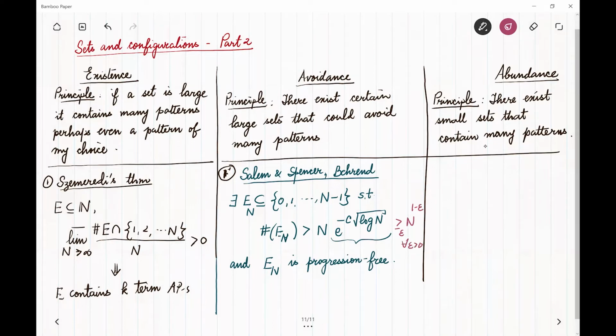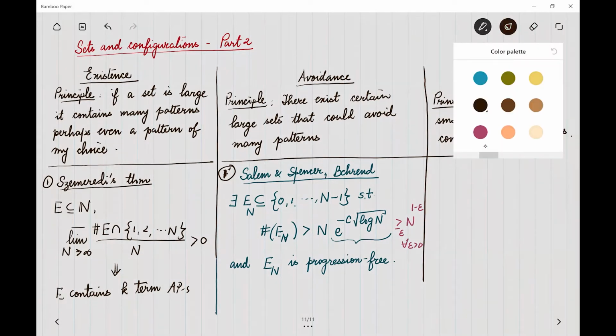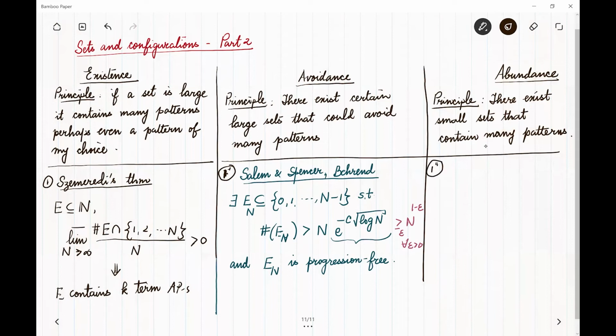Okay. And let's also look at the last thing that we were talking about, on the last column here. So this is 1 double prime. What exactly is a small set that contains many patterns? Let's keep to this progression idea just for a little bit longer. This goes back to an old result due to Kohayakawa, Łuczak, and Rödl.